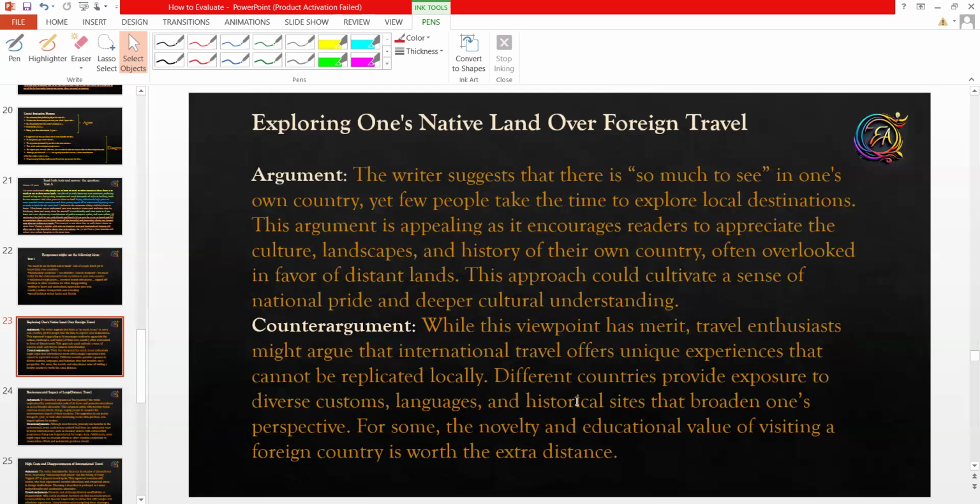The writer suggests that there is so much to see in one's own country, yet few people take the time to explore local destinations. This argument is appealing as it encourages readers to appreciate the culture, landscapes, and history of their own country, often overlooked in favor of distant lands. This approach could cultivate a sense of national pride and deeper cultural understanding.